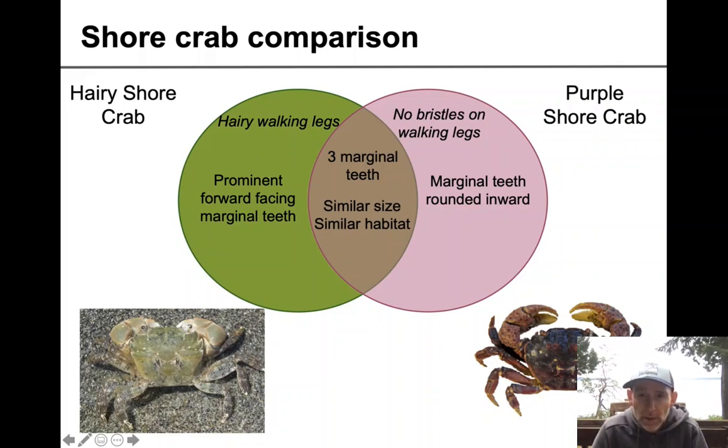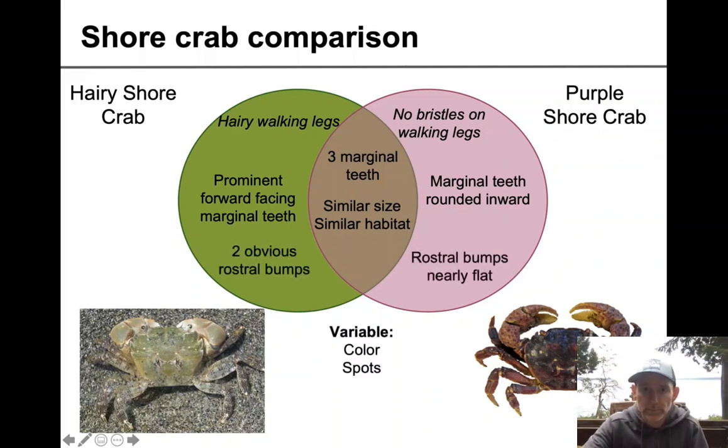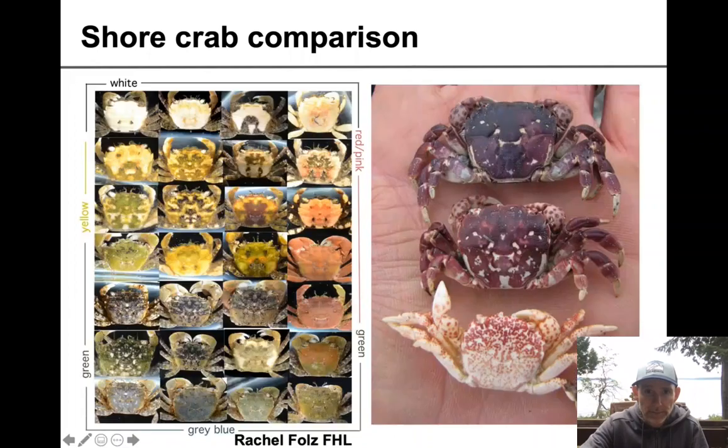Also, the shape and orientation of those marginal teeth are very important. And again, color and spots on the carapace are fairly variable, so we tend not to use those when we are identifying these crabs.